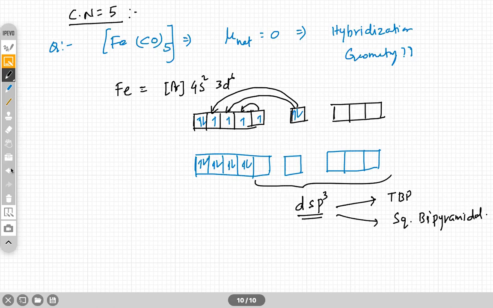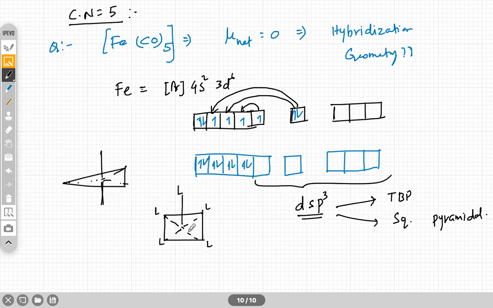Now you see, square pyramidal, not bipyramidal, square pyramidal. Okay, so if you look at the geometry here, TBP is this. This is TBP. And the square pyramidal is this. In a square pyramidal, what happens? All these ligands, you see, because the bond has a considerable amount of polarity, we have dipole moment, right? Because of these two dipole moments, we have a net dipole moment in this direction, and these two cancel out. But because of this, we have some mu net in the molecule. Mu net should not be equal to zero for a square pyramidal geometry.